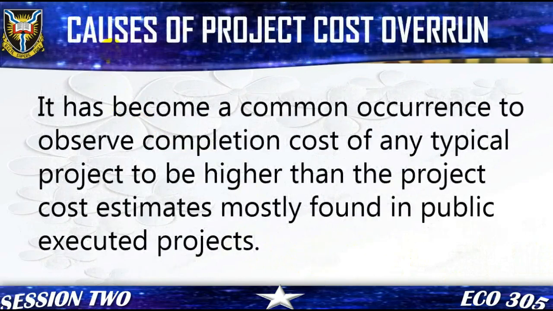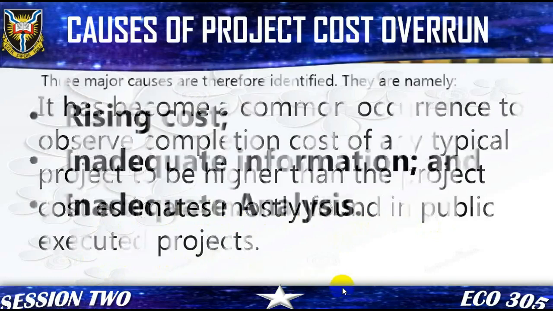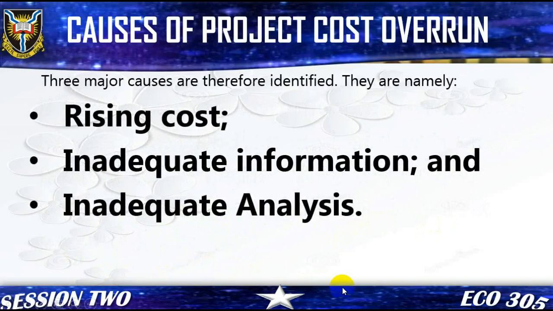It has become a common occurrence to observe the completion cost of any typical project to be higher than the project cost estimate. This is mostly found in publicly executed projects. It is then concluded that whether or not this is inevitable may depend on the causes of the overrun. Three major causes are therefore identified. They are namely 1. Rising costs, 2. Inadequate information, and 3. Inadequate analysis.